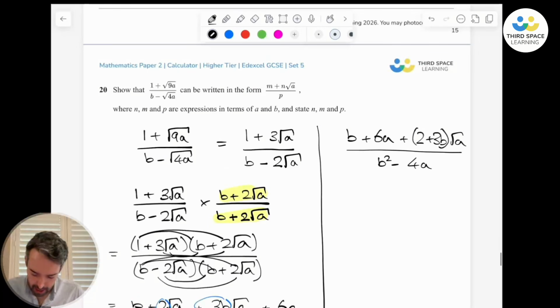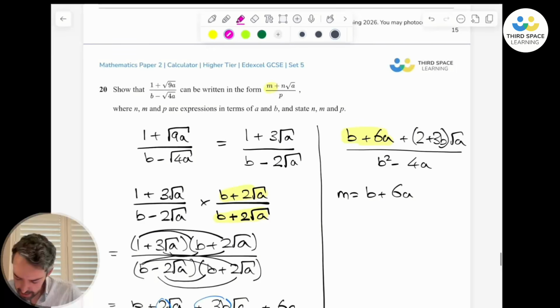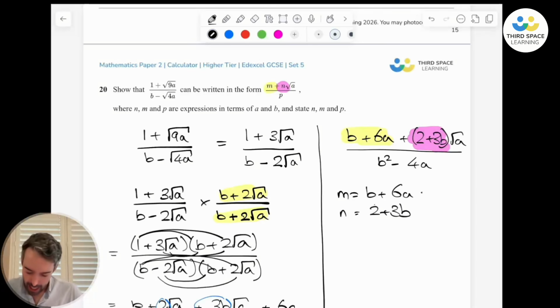So let's think about this. m is that part, so m equals b plus 6a. n is that part, so that's going to be 2 plus 3b. And then last but by no means least, p is that part. So p is b squared minus 4a. And there we go. We have rewritten this in the correct form, and expressions n, m, and p are all in terms of a and b.